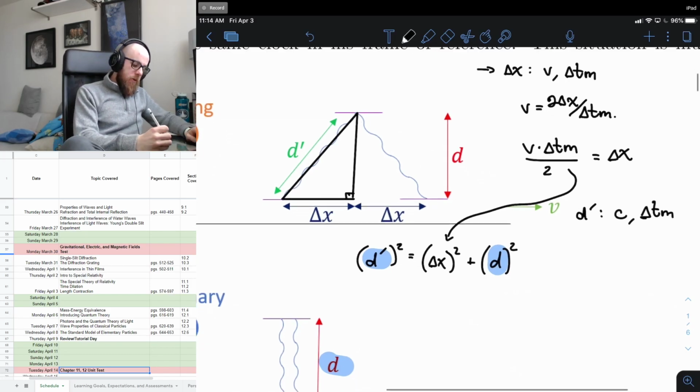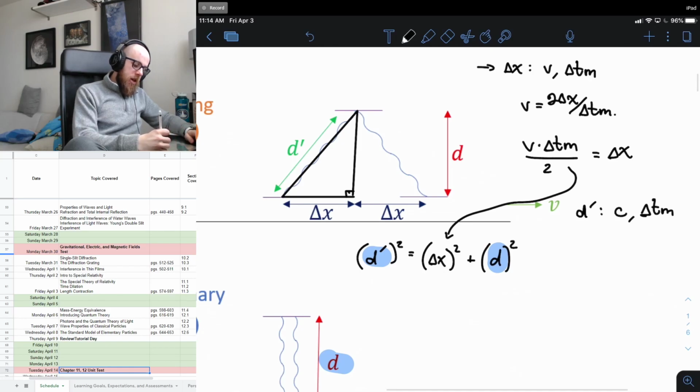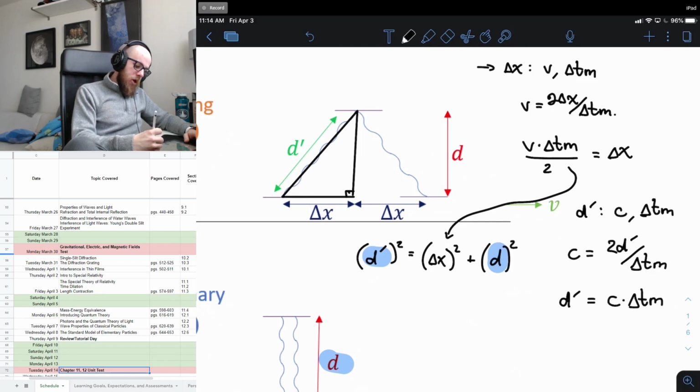So the way that we do that, very similar to what we just did, we note that c is equal to 2d prime over delta t sub m. Okay, and we can again rearrange this for d prime. So we note that d prime is equal to c times delta tm over 2.